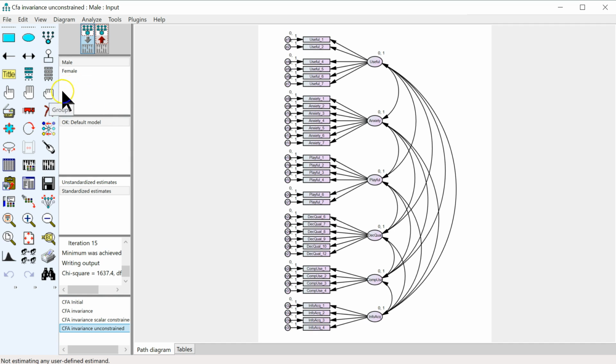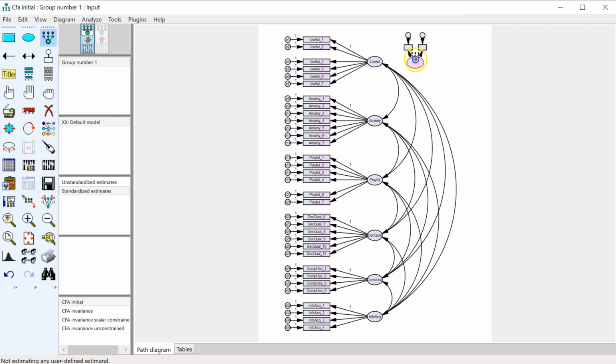So let's do that. This is the unconstrained variance. It still is. I'm going to save. I'm going to go back to our initial CFA. And I'm going to throw in a couple things. I'm going to throw in a marker variable. Let me do that first. It's going to be social desirability. Let's go like this. And 1, 2, 3, 4, 5. I have 5 items for that. They are over here.